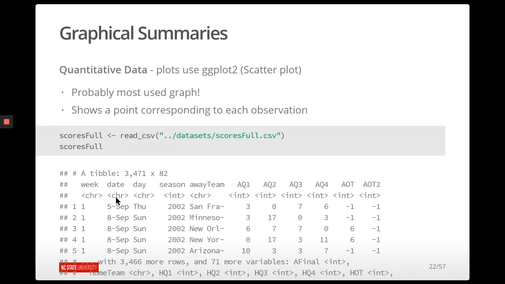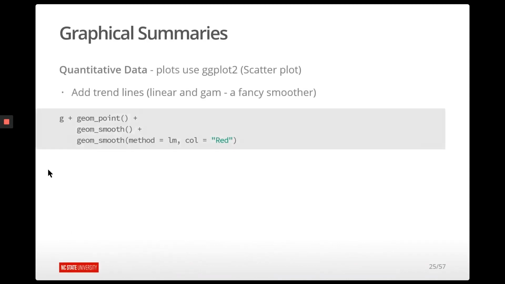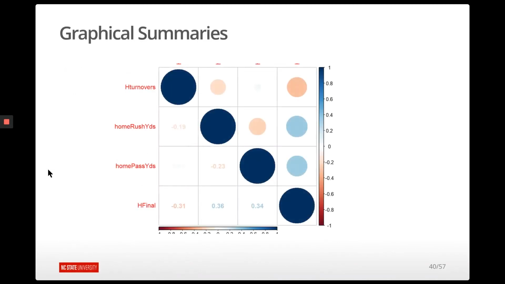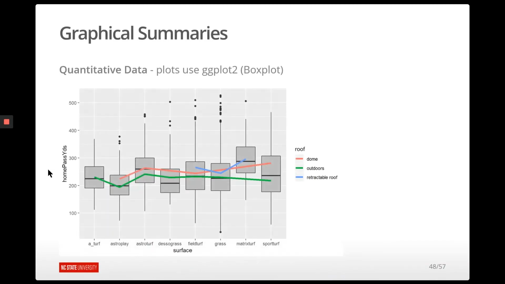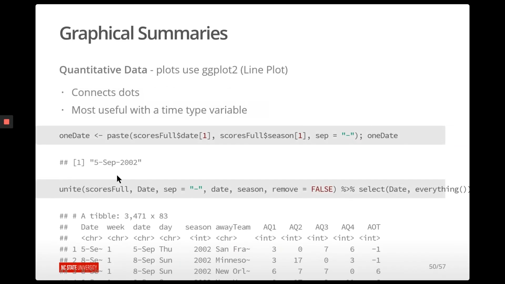So we have this date variable and we have a season variable. If we combine those two, we can create a new variable that represents an entire date. Okay, so I'm going to paste together the date with the season. I'm going to separate it with a dash. And so you can see that this is what one particular date would end up looking like. I've done this now for the entire data set.